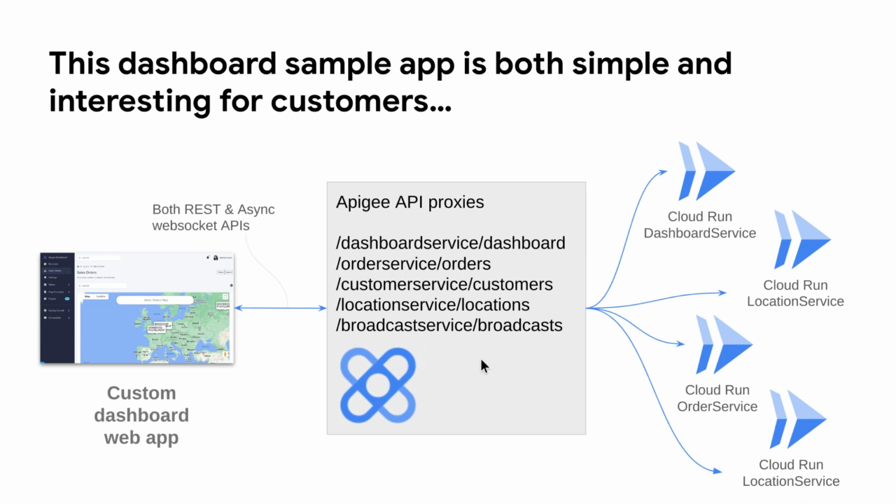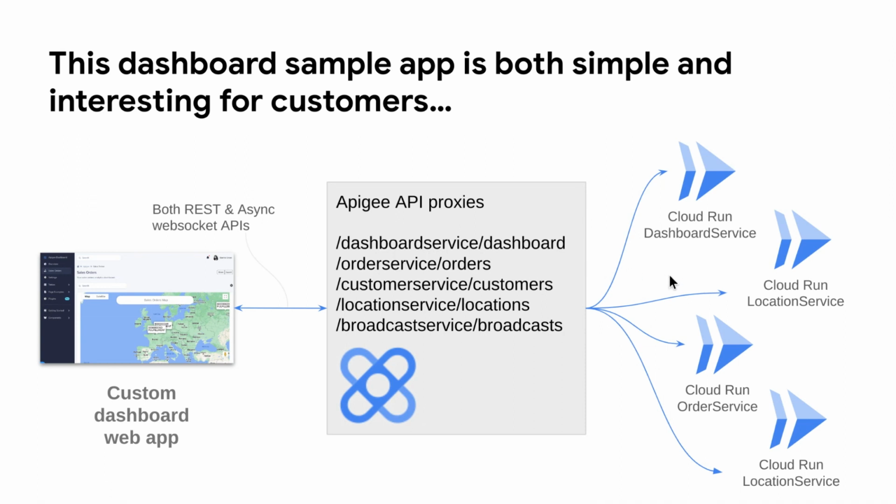In Apigee, we have all of the services offered as APIs. So the actual dashboard itself is an API proxy that points to dashboard service slash dashboard. We have an order service to manage orders, customer service for customers, location service for location data, and a broadcast service that manages all of the updates and events that get sent out over WebSockets. So that's the basic architecture.